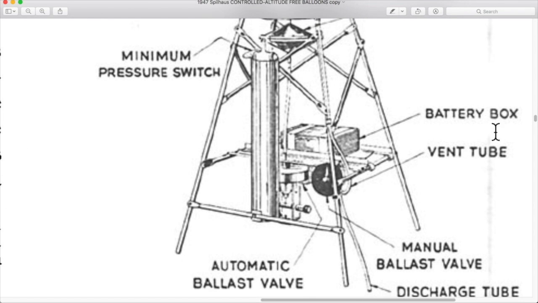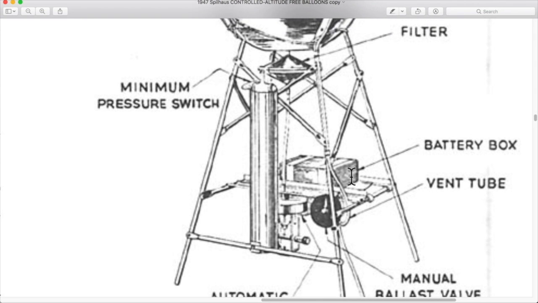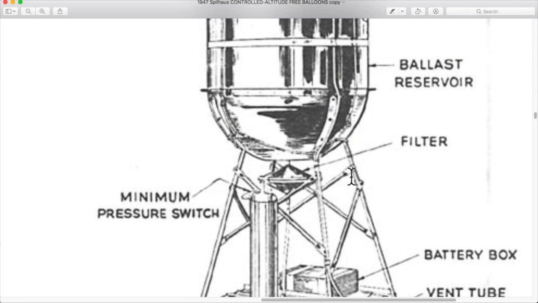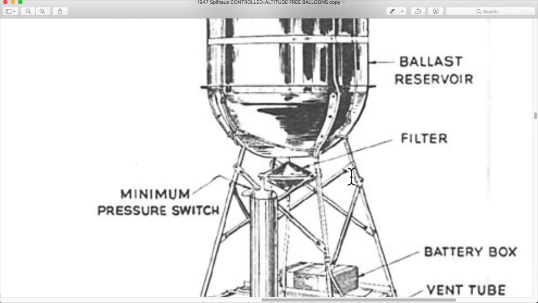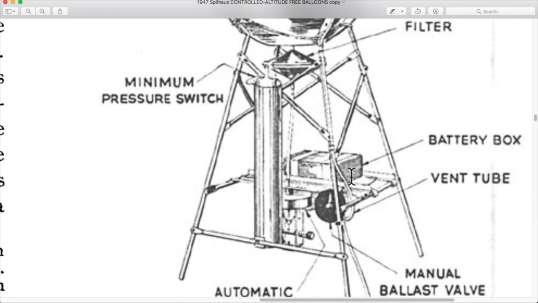Then we have a battery box. Got to have power for your squib. A vent tube. We haven't talked about that so far. Vent tube. Off the top of my head, I'm not sure what that goes to, but we'll come back to that. Oh wait, does it go all the way up here? I'm still not sure where that comes from.